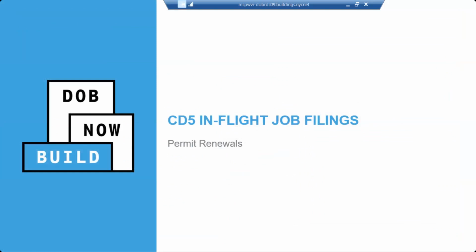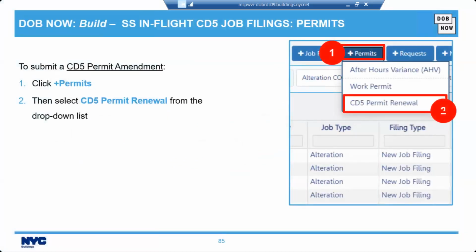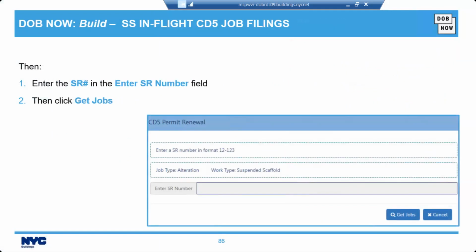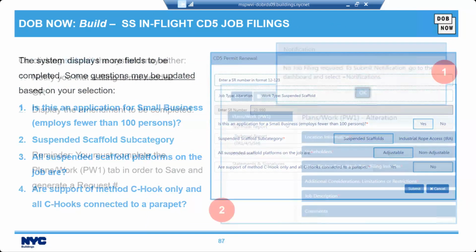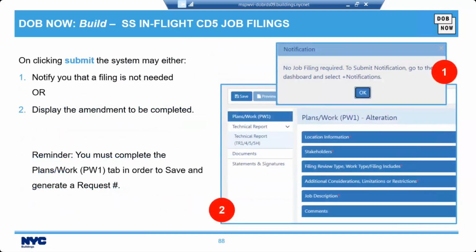Let's take a look at in-flight job filings and permit renewals. It's the same process. We click on plus permits, then select CD5 permit renewal from the drop-down list. We'll enter in the SR number in the SR number field, click Get Jobs, and then we have to answer the same four questions. Now, on clicking Submit, the system may either notify us once again that a filing is not needed or display the amendment to be completed. And also, again, keep in mind, you have to complete the PW1 tab in order to save and generate a request.